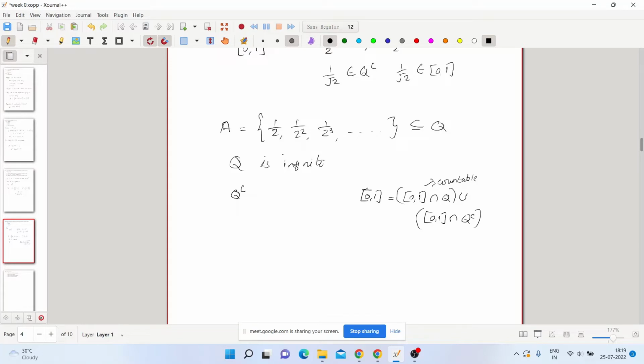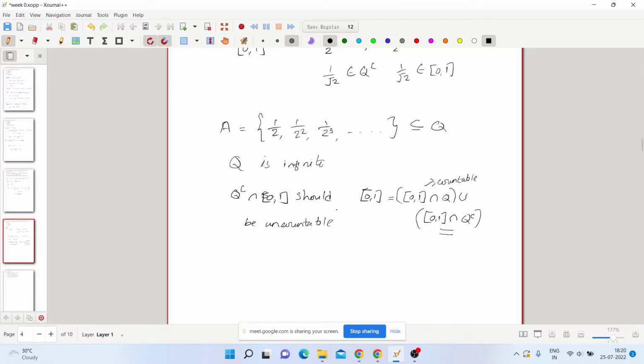So what about this set? If this is also a countable set, then union of two countable sets means a countable set. Then closed 0 1 will also be a countable set, which is not possible. Closed 0 1 is uncountable. So this closed 0 1 intersection Q complement should be uncountable. Of course, an uncountable set cannot be a finite set. So this Q complement intersection closed 0 1 should be an infinite set.